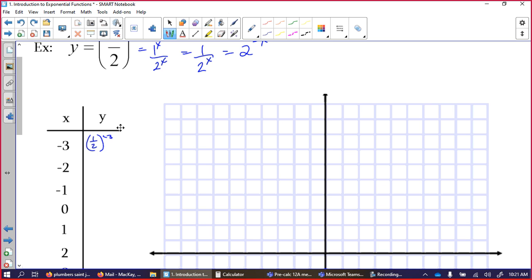So a half to the negative 3 is 1 over the reciprocal of a half to the third, which is 2 cubed, which is 8. And if you don't trust me, you can throw it in a calculator. To the negative 2, which is 4. A half to the negative 1 is 2. Anything to the power of 0 is 1.